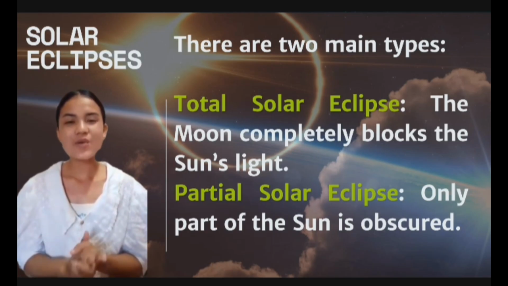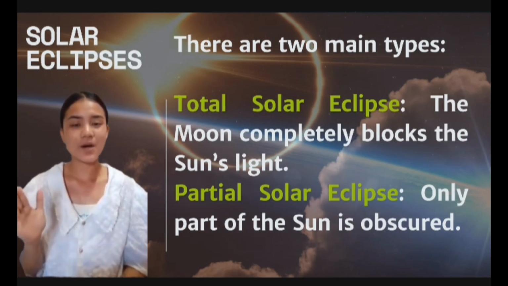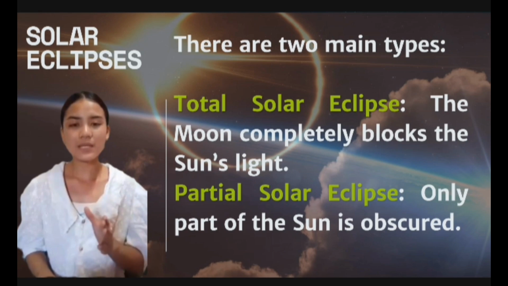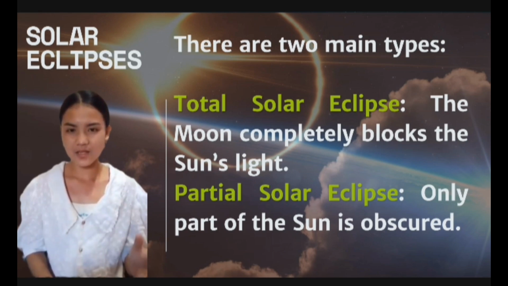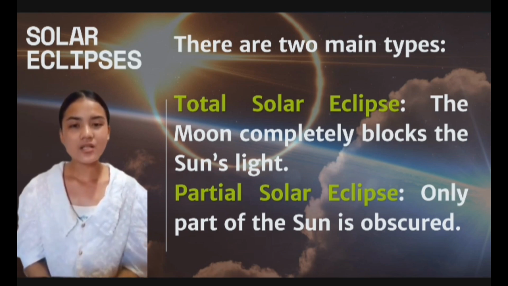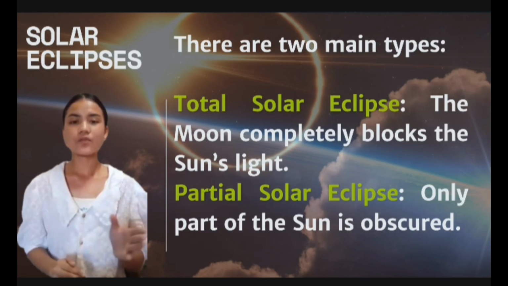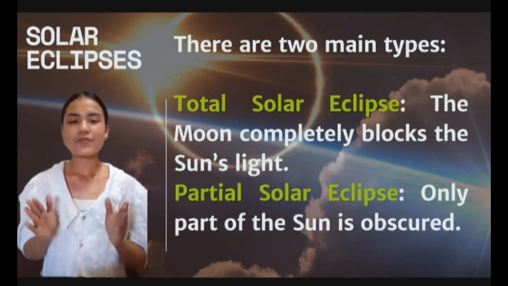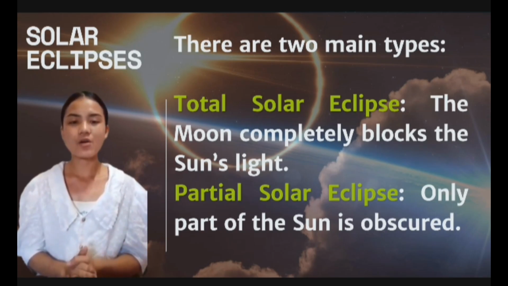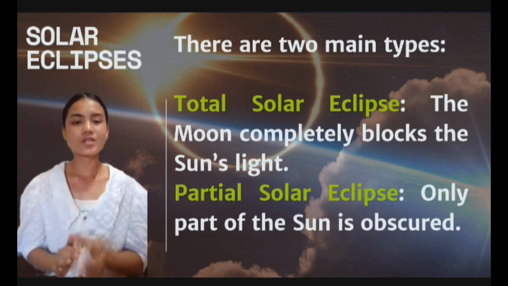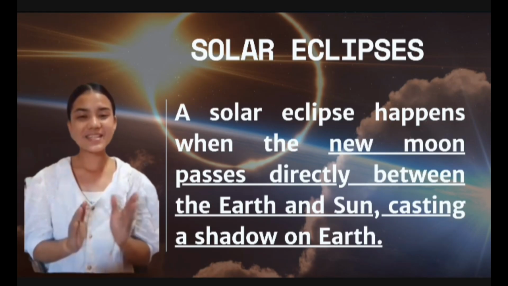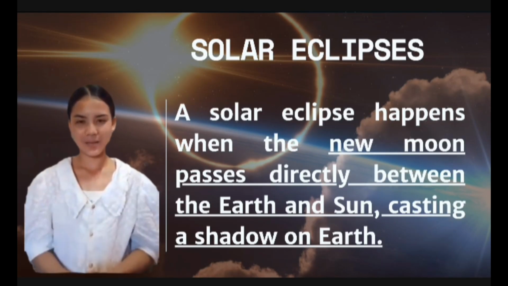Of course. So we have the total solar eclipse and the partial solar eclipse. The total solar eclipse is when the moon completely blocks the sun's light. On the other hand, in the partial solar eclipse, only part of the sun is obscured. These events are infrequent and brief because the moon's shadow is relatively small compared to the Earth's surface. So first to be discussed is the solar eclipse.